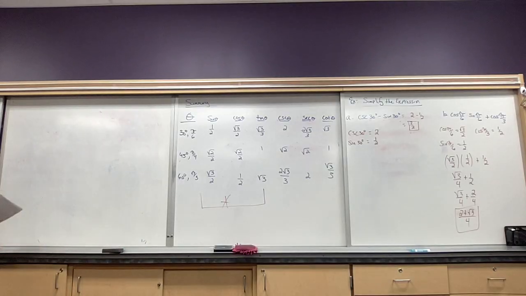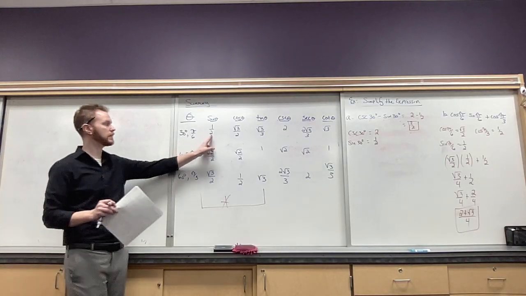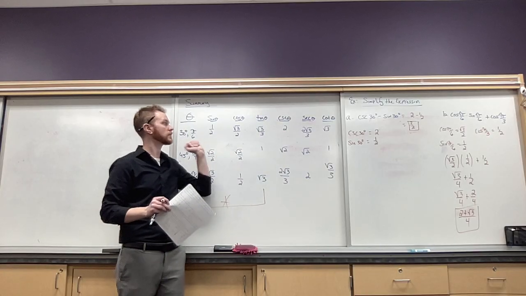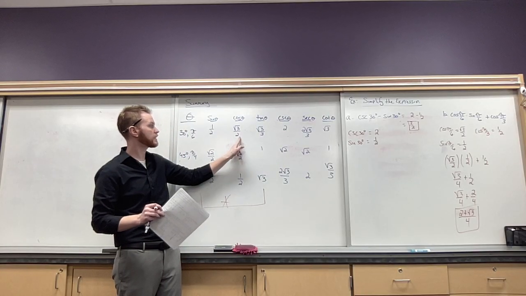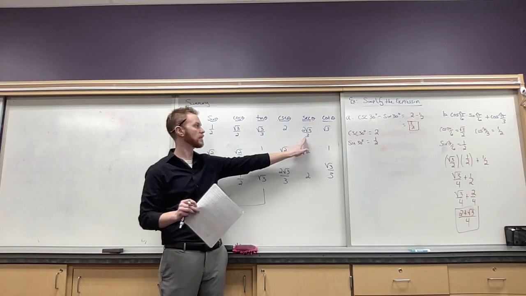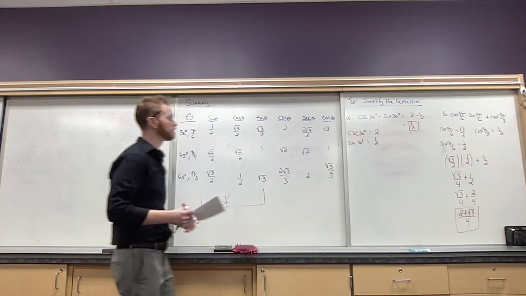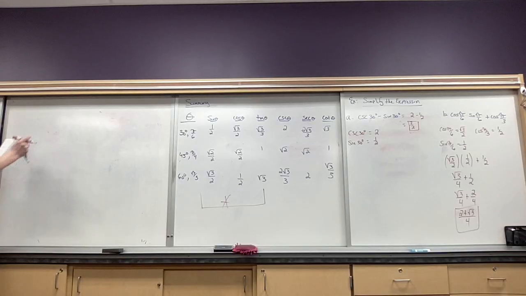For instance, I could see that if I flip this, I get cosecant. It's just the reciprocal of this one. If I flip this one and rationalize it, it's the same as secant. If I flip this and rationalize it, I get cotangent. So they're reciprocals of each other. So let's talk about reciprocal identities.